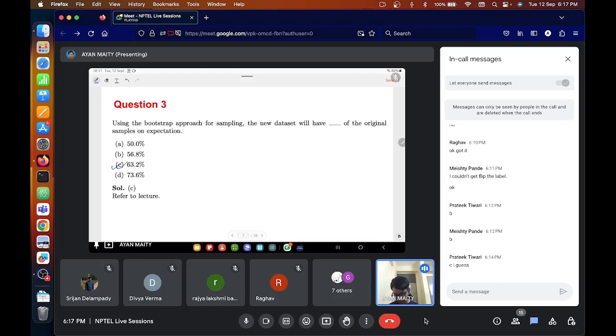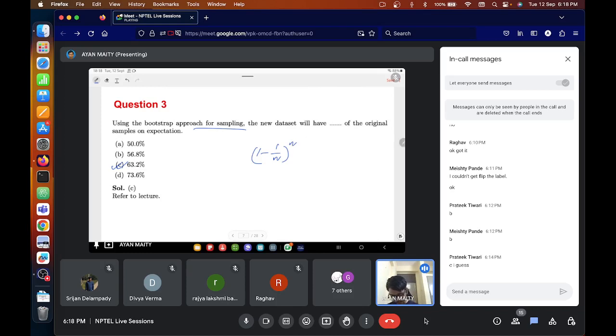So how can we do this? In bagging we use sampling with replacement, and it has been also shown in the video lectures that the probability of a training example not getting selected in any of the samplings is 1 minus 1 by n whole to the power n. So this is the probability that any given training example will not be picked in the bagging approach or bootstrap approach during sampling.